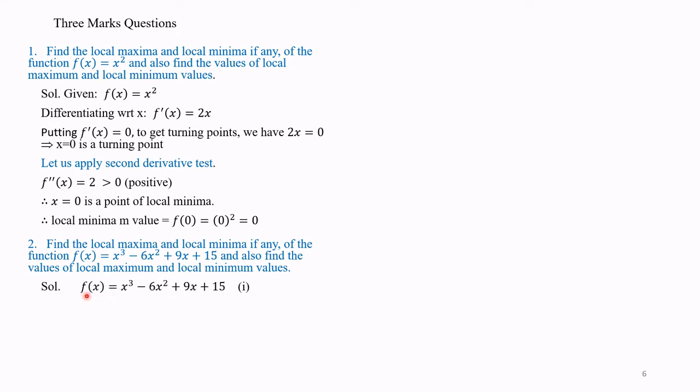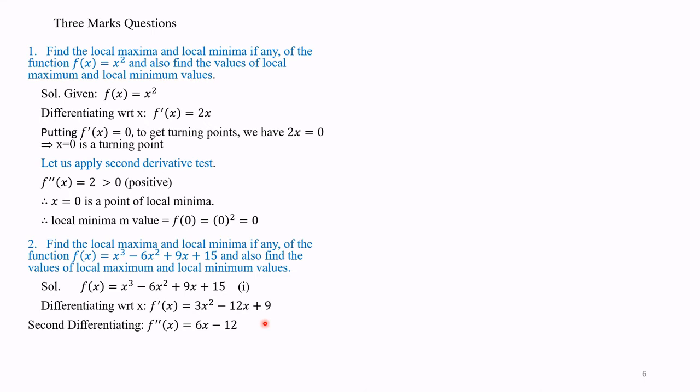Therefore, f(x) is equal to, we have copied the given function as it is. Now the next step is to differentiate with respect to x. Therefore, f'(x) will be equal to 3x² − 12x + 9, using the formula d/dx of xⁿ is n times x to the power of n − 1.